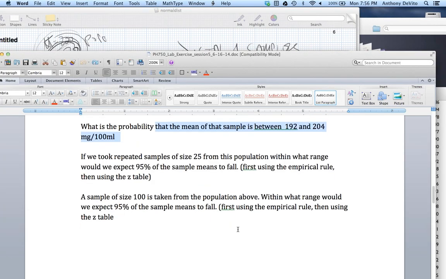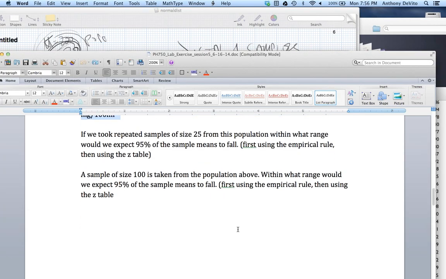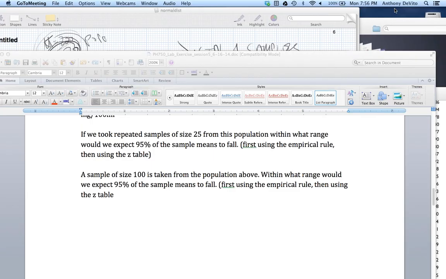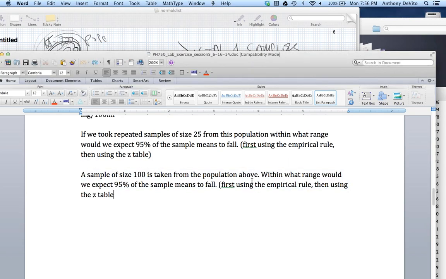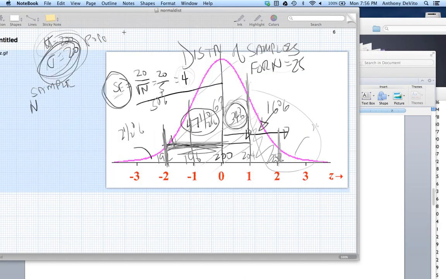Right. Okay. So now let's take a look at one more question here that deals with the same thing. A sample of size 100 is taken from the population above. We're doing the same thing, except sample size n is now going to be larger. Within what range would we expect 95% of the samples to fall? First do it using the empirical rule and then use the z-table. Okay, you want to know what range 95% of the samples fall in.